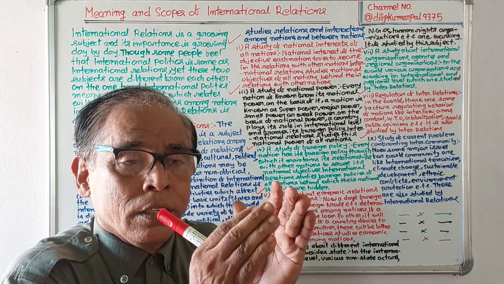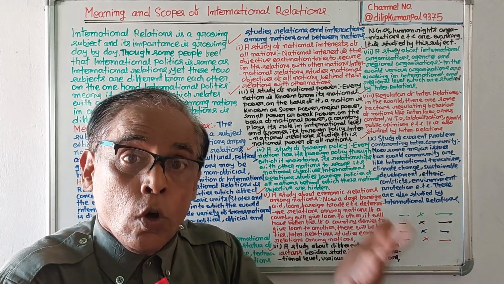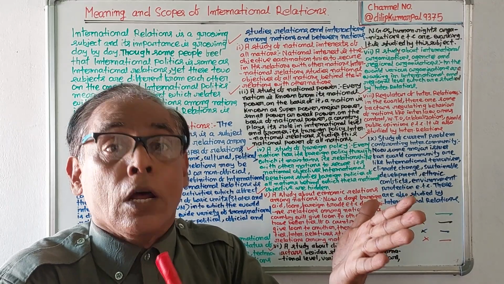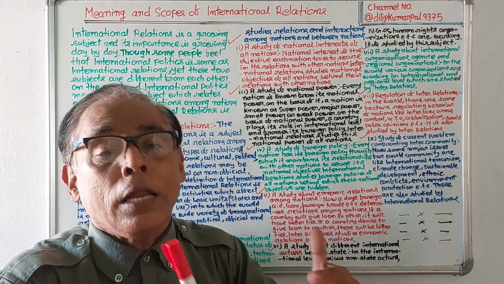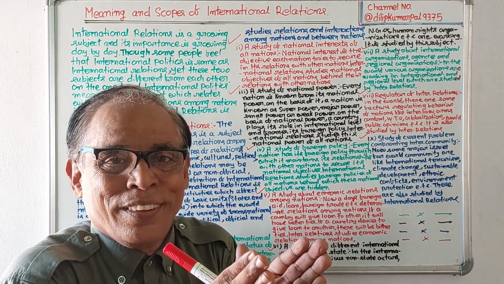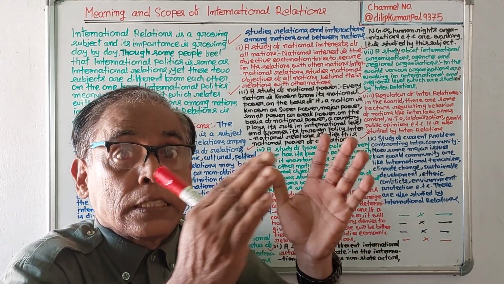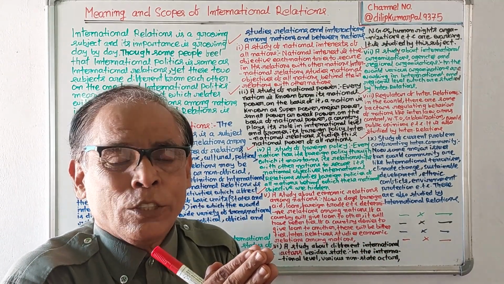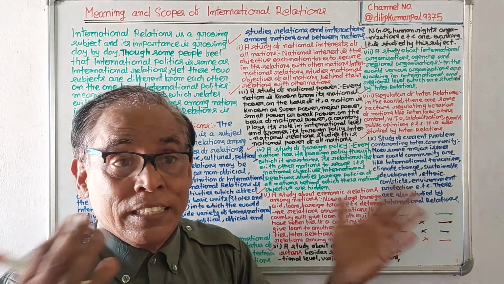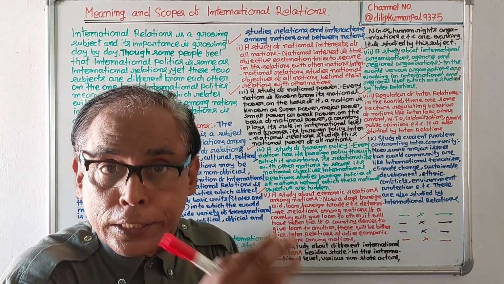Another scope of international relations is that it studies national power. It means every nation is known as a superpower, major power, minor power, or weak power on the basis of its national power. The status of a country is known in the world from its national power. So, the national power of different nations is different. International relations studies the national power of all nations.